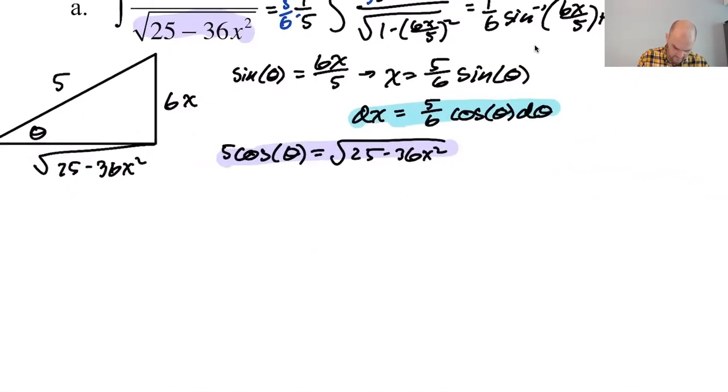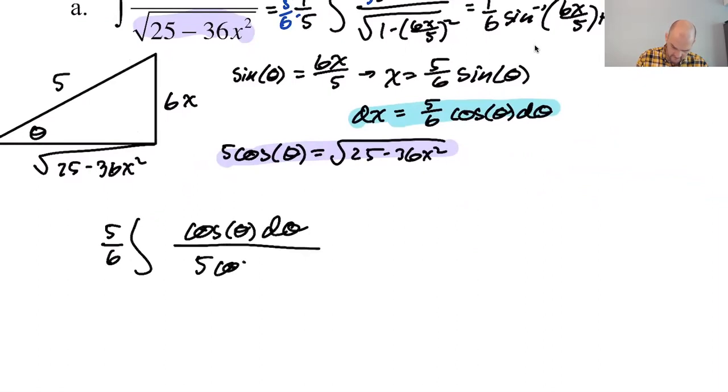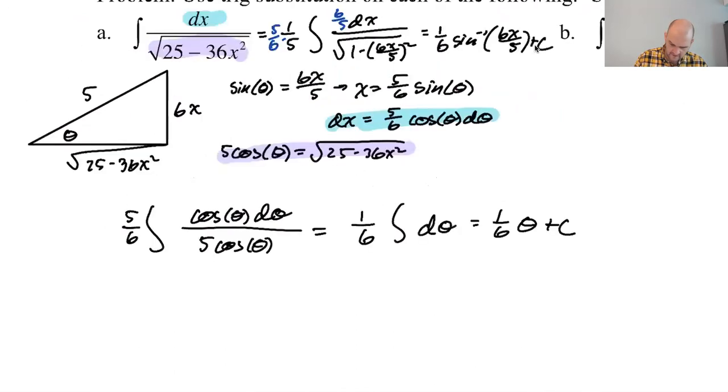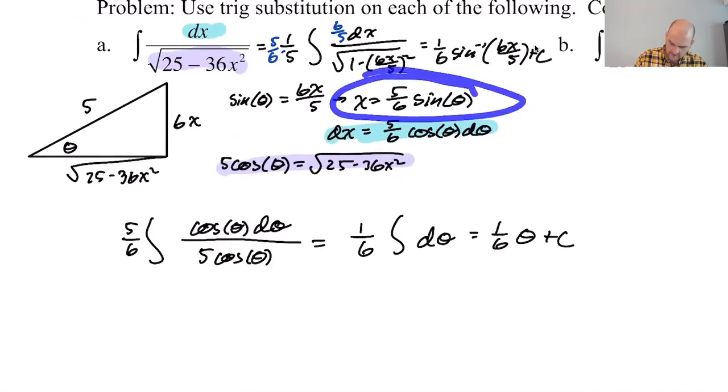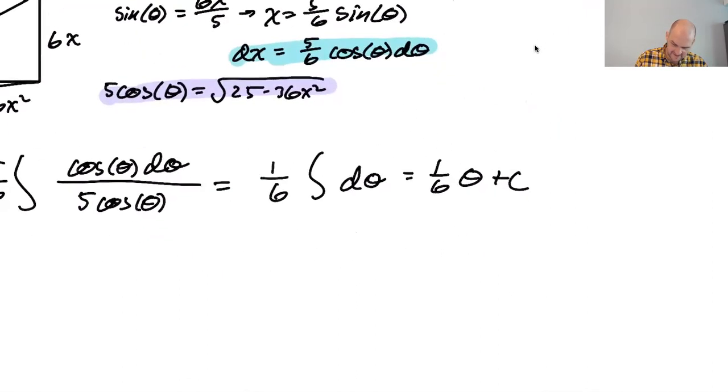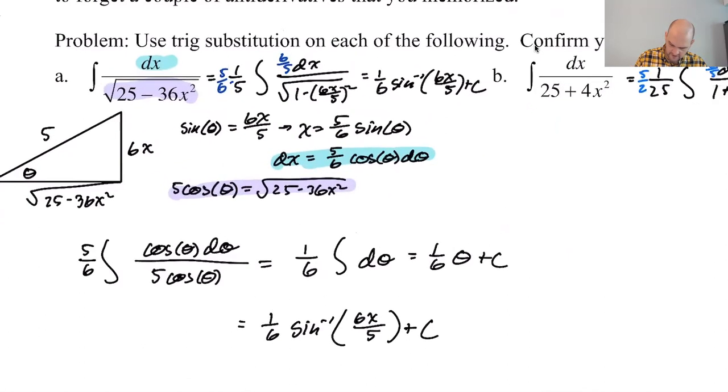So, all right, integral 5/6, I'll take out, cosine of theta d theta, then the radical is 5 cosine of theta. So kind of an interesting thing happens here. Well, I think it's interesting. The cosines cancel. You actually end up with just 1/6 the integral of d theta, which is 1/6 of theta plus c. And then what are we going to do with theta? Well, here, right? Theta is the inverse sine of 6x over 5.